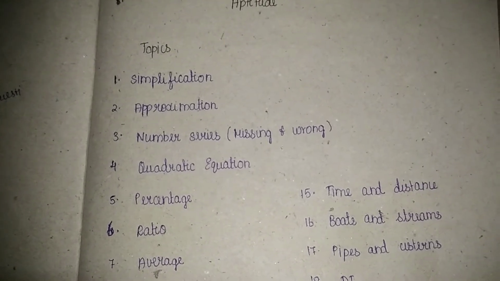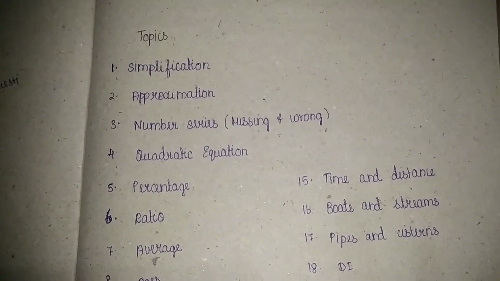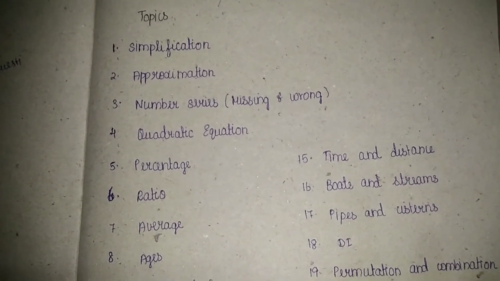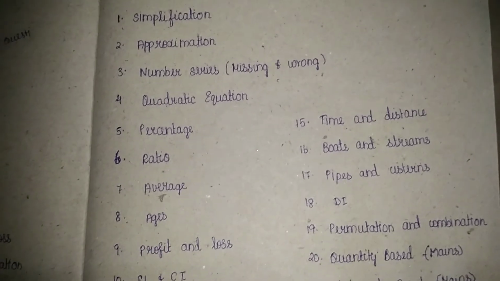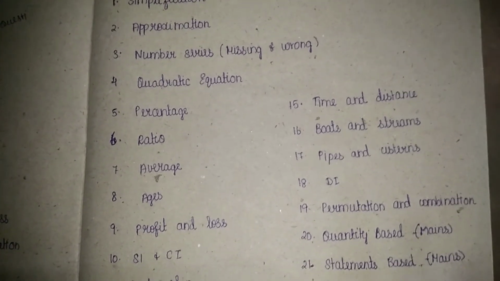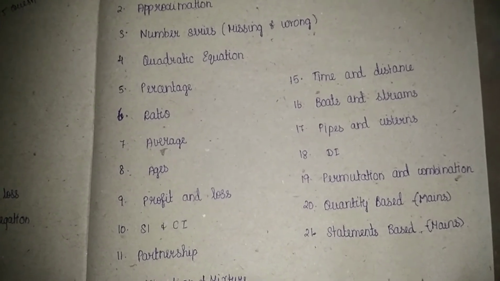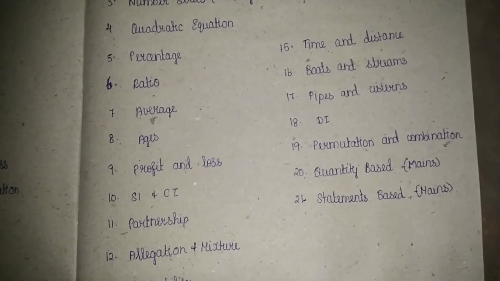simplification, approximation, number series. In number series, missing and wrong number series, quadratic equation, percentage, ratio, average, ages, profit and loss, SI CI, partnership, allegation and mixture, probability, time and work, mensuration, time and distance, boats and streams, pipes and cisterns, DI, permutation, combination, quantity based and statement based.